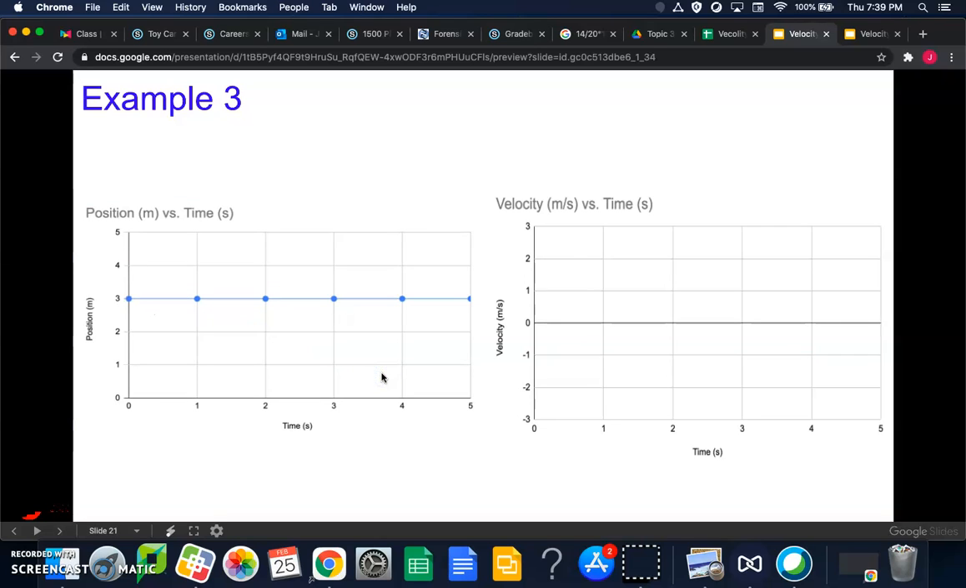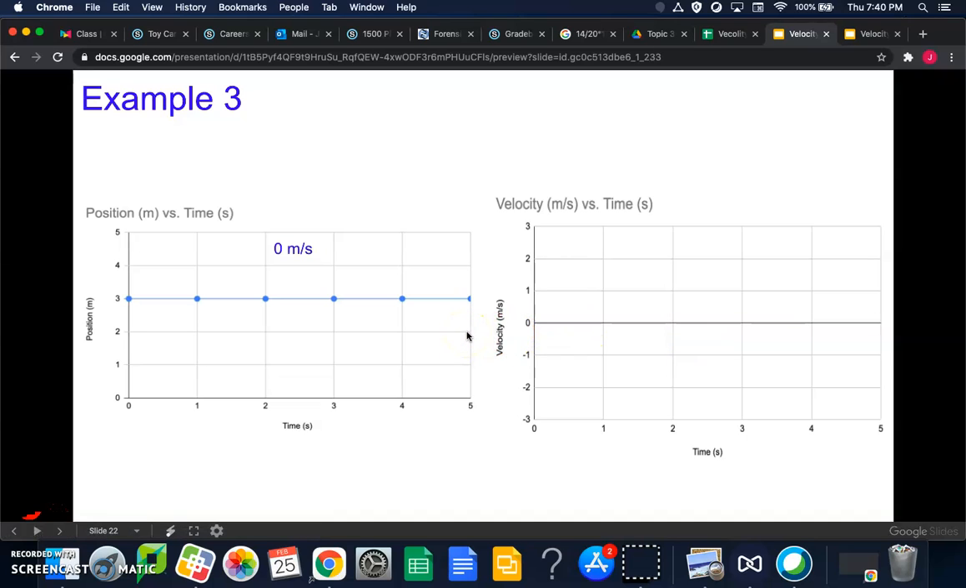All right, let's do one more example here. Here we've got a graph with a flat line, a flat position versus time plot. And remember, that means that the velocity is 0 meters per second. This object isn't moving. It's stuck at a position of 3 meters. It hasn't moved from that spot. And so what that means is that the velocity is going to be 0 meters per second, and so we're going to plot a horizontal line at 0. So hopefully that's pretty clear.